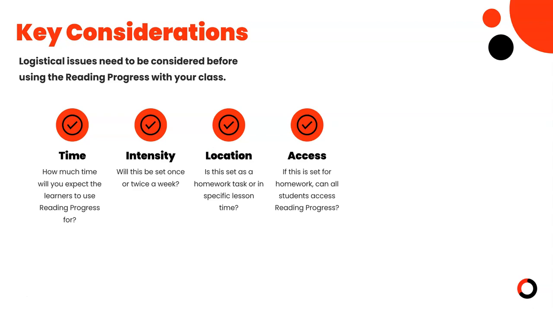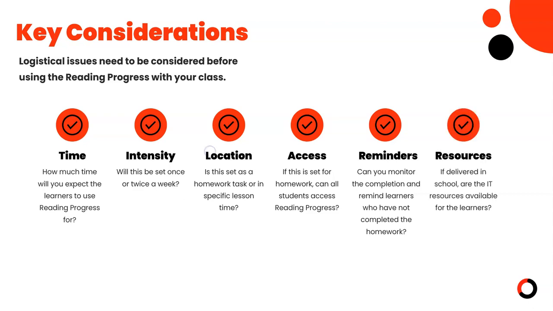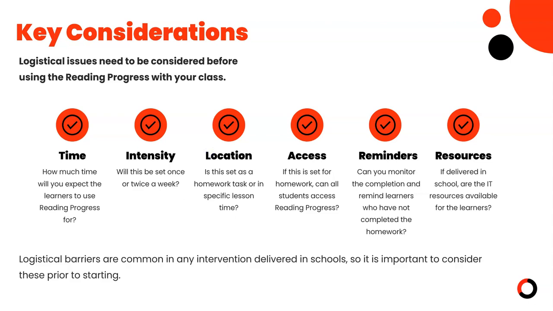Access. If this is set for homework, can all students access reading progress? If not, is there alternative provision that they can use, maybe in the library, to complete the homework tasks? Reminders. Can you monitor the completion and remind learners who have not completed the homework to try and increase usage? And then resources. If this is delivered in school, are there IT resources available for the learners? Logistical barriers are common in any intervention delivered in schools, so it's important to consider these prior to starting the trial.